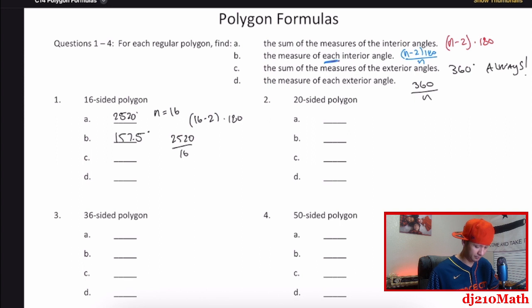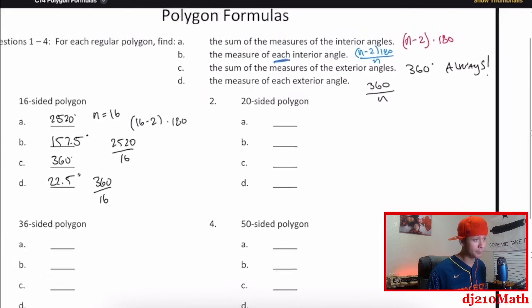And then C, 360 degrees. If I want each exterior angle, I take 360 and divide it by 16. Comes out to 22.5 degrees. How'd I get those so fast? It's because those were the examples earlier. You can literally use the examples, and it's just plugging into the formulas.